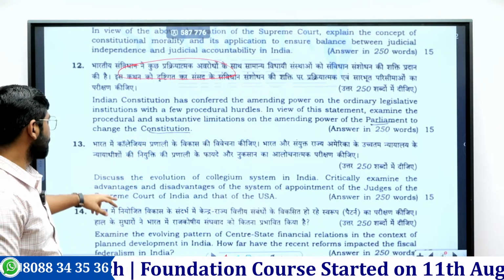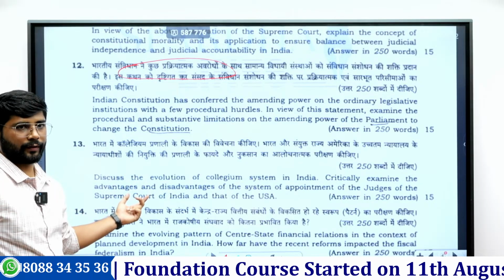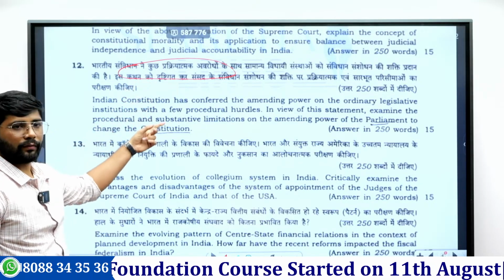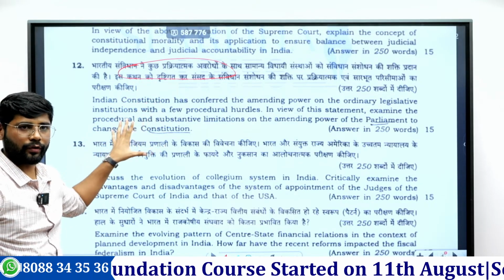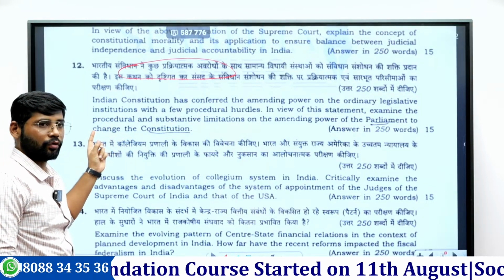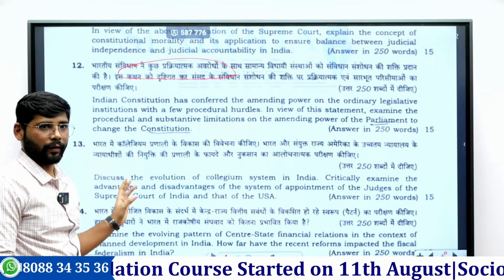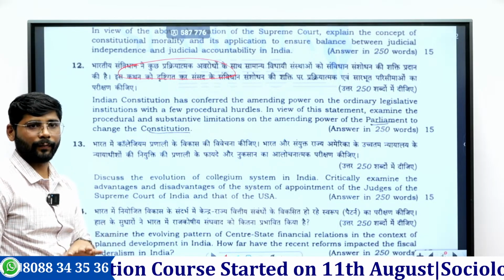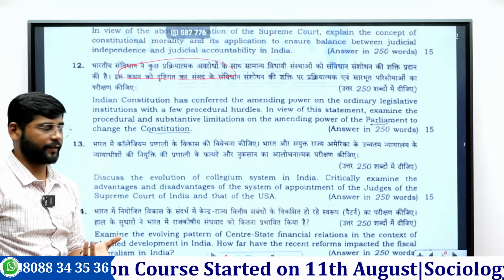So these two questions, previous year questions, are not random questions. You can trace the source to previous year questions and the syllabus itself. If you are reading M. Laxmikanth, there is a separate chapter for basic structure.